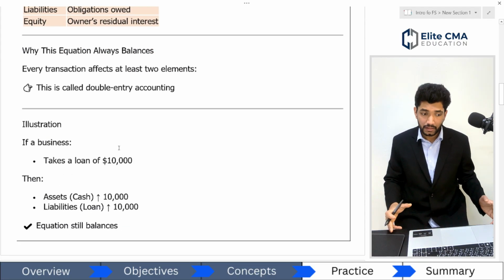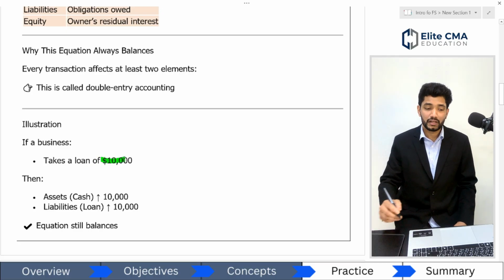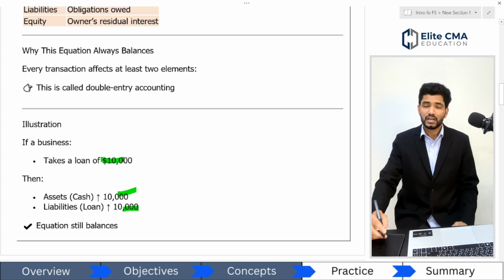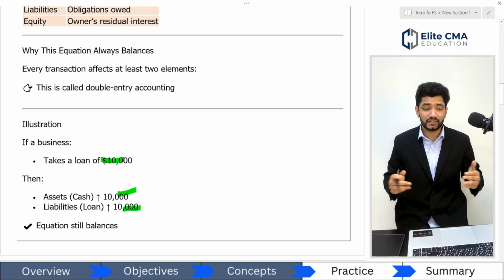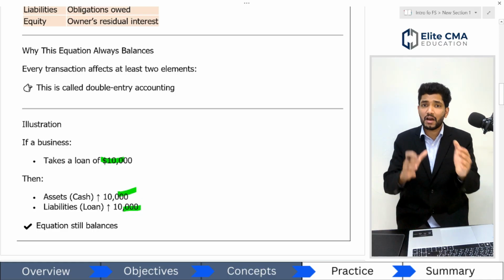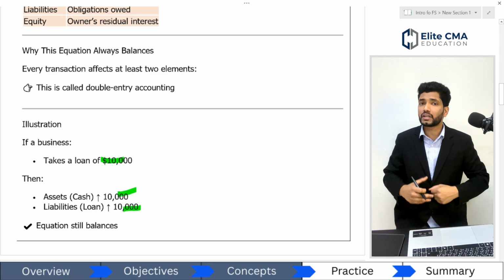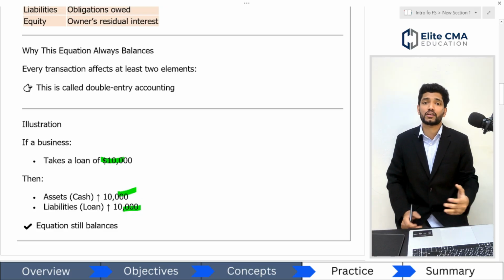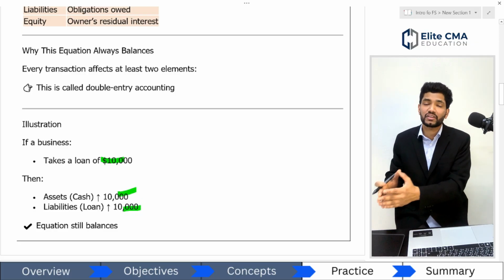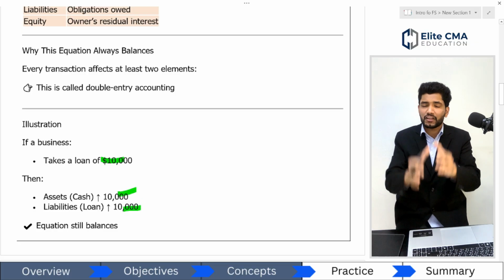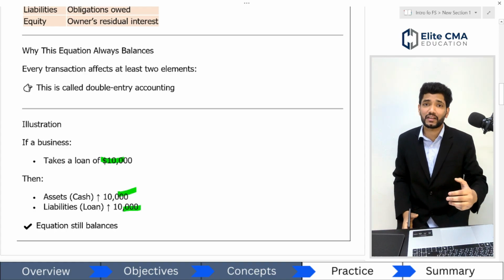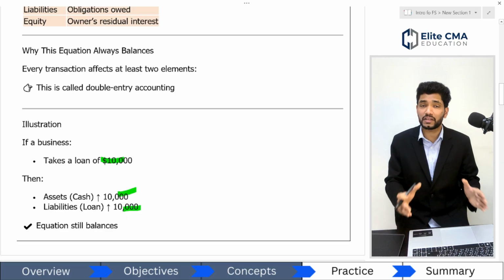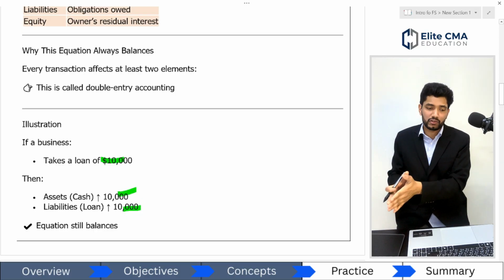Suppose a business takes a loan of 10,000. The asset will increase by 10,000 and the liability, the loan, will increase by 10,000. That is what we call the double entry accounting system. That means every transaction has two effects in the accounting system. Even if one thing is affected in the balance sheet, it will have two impacts, maybe on the same asset side, or on the liability side or equity side. With these two effects, the accounting formula always stays the same, that is, total assets equal liabilities plus equity.